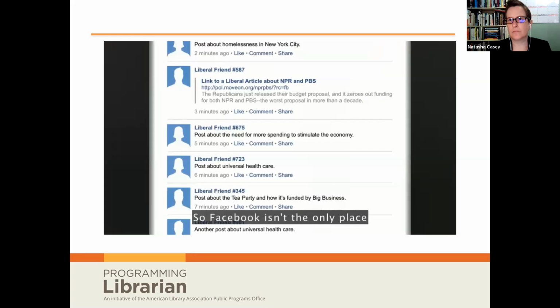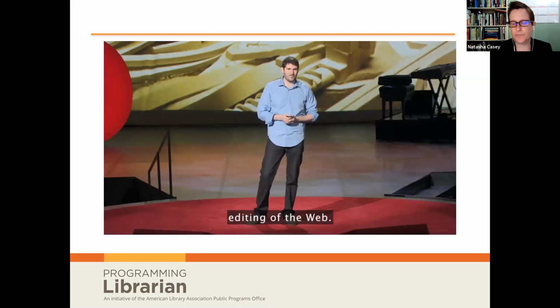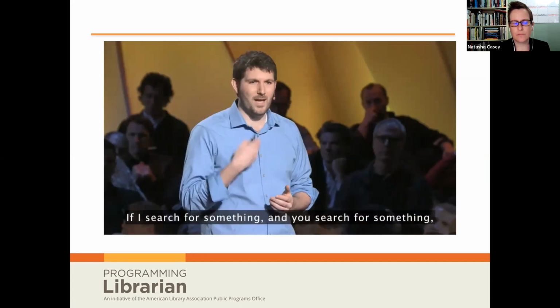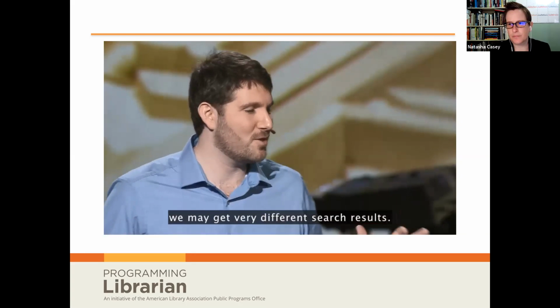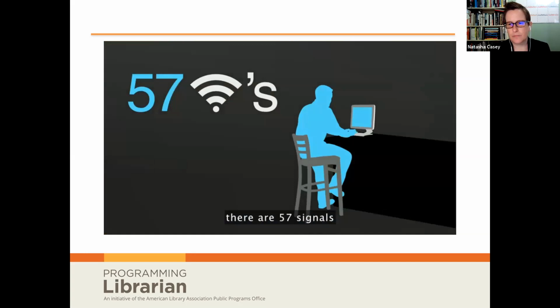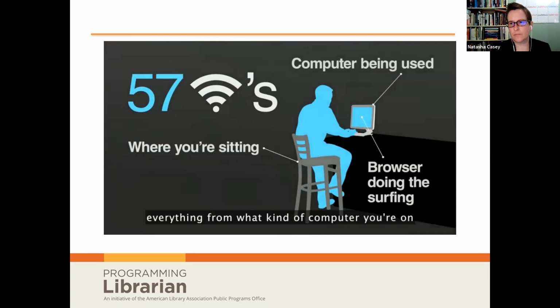So Facebook isn't the only place that's doing this kind of invisible algorithmic editing of the web. Google's doing it too. If I search for something and you search for something, even right now at the very same time, we may get very different search results. Even if you're logged out, one engineer told me, there are 57 signals that Google looks at, everything from what kind of computer you're on, to what kind of browser you're using, to where you're located, that it uses to personally tailor your query results.